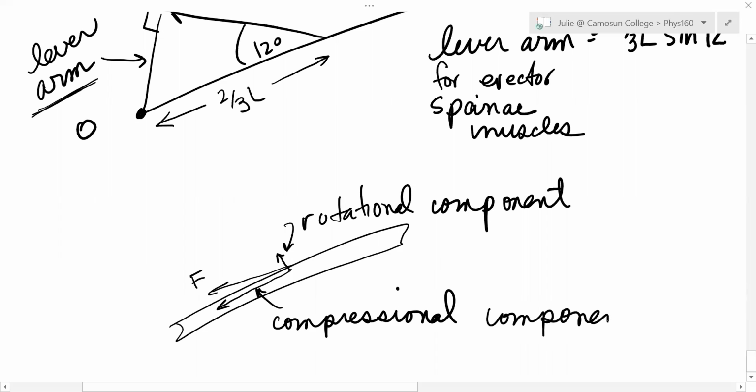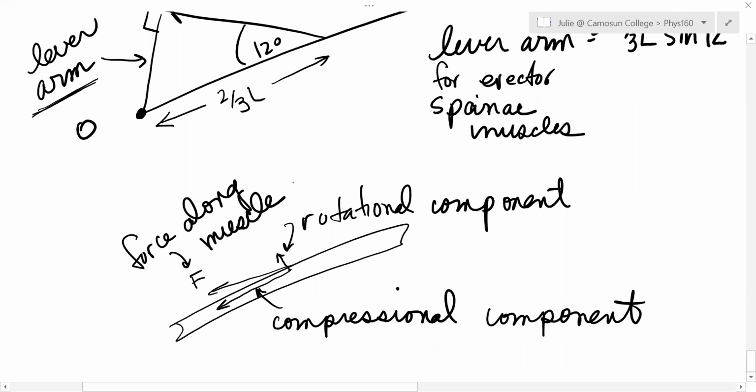So once you have the force along the muscle, which you just found using torques, now you can get the rotational component. That would be F sine 12. And then the compressional component would be F cos 12. And I think that's what they ask you in part B.